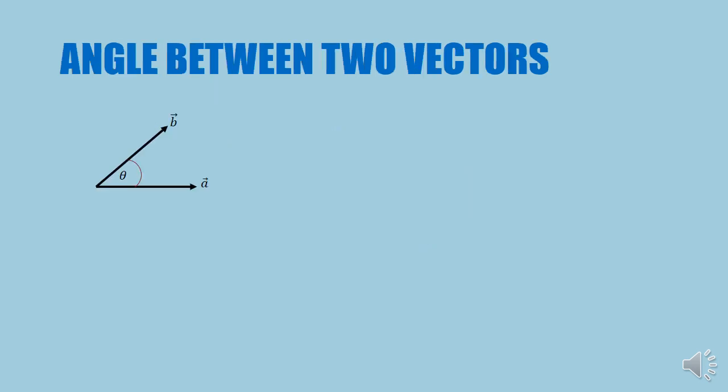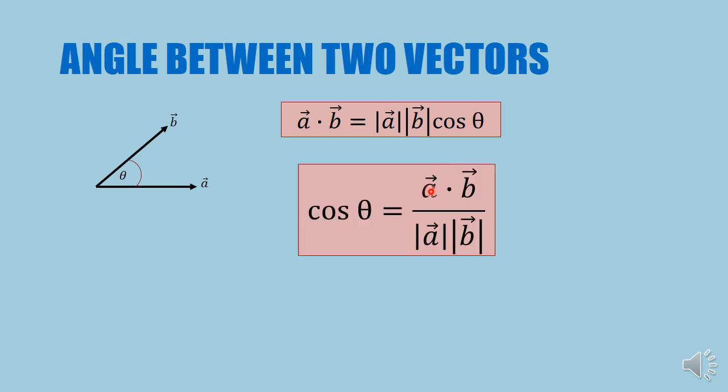Okay, the angle between two factors. Let's just say that I have two factors, factor A and factor B, and the angle in between A and B is theta. So using the formula of a dot product, the one that we had earlier, from this formula we can see that cos theta is equal to A dot B divided by the magnitude of A multiplied by the magnitude of B. So this is the formula to find the angle in between two factors.